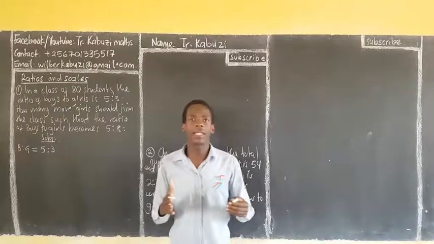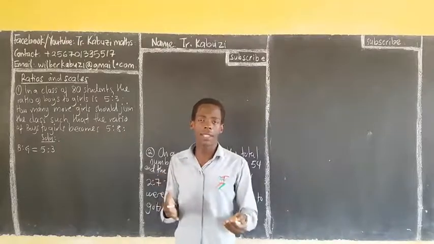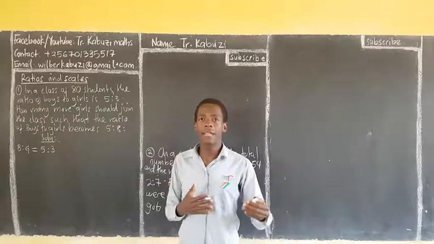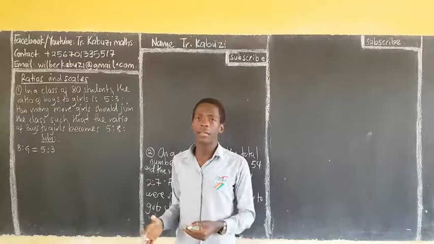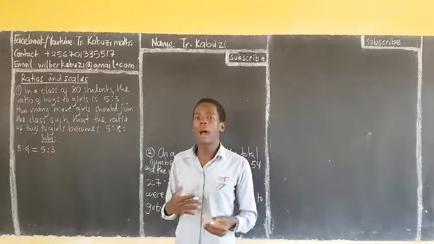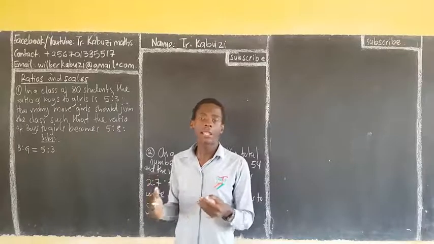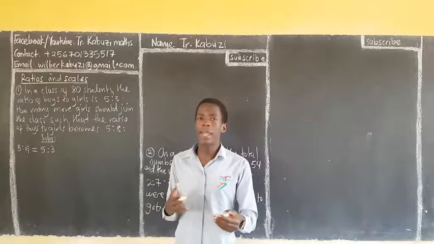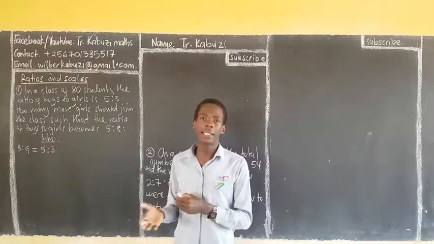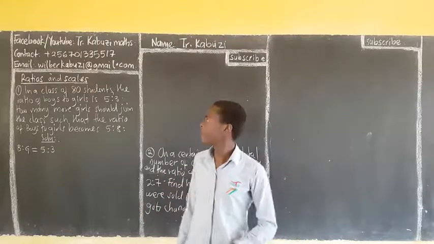Now, here they are giving us the number of students in a certain class, and then they are giving us the ratio of boys to girls. Now they want us to know how many more girls, or they can ask how many more boys, can be added so that the ratio changes. So we are going to see how we handle that.